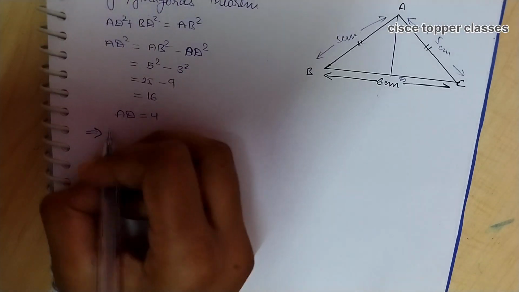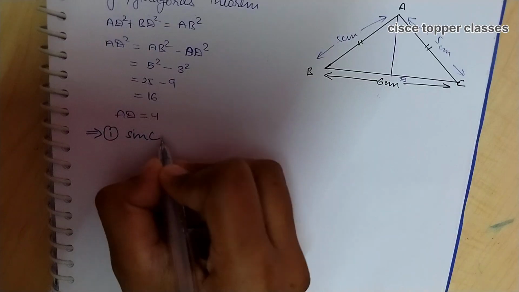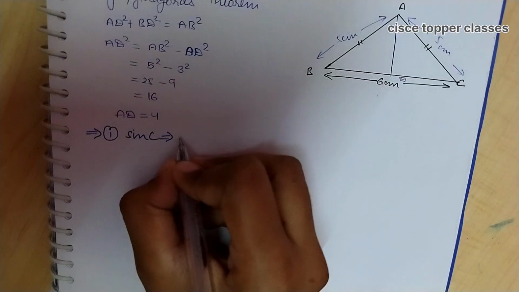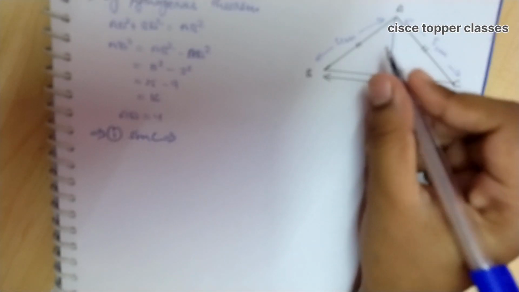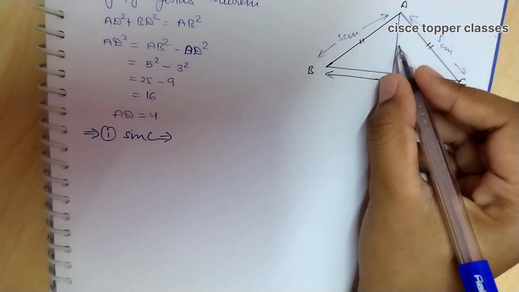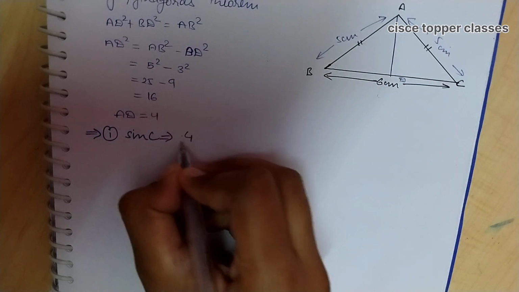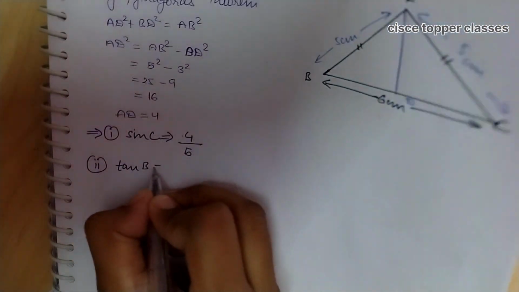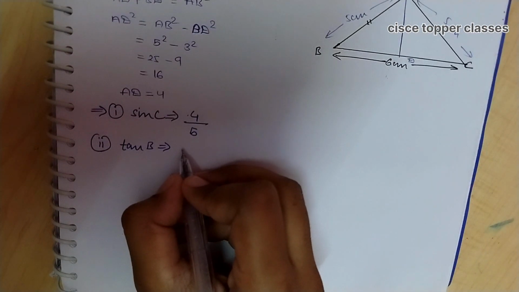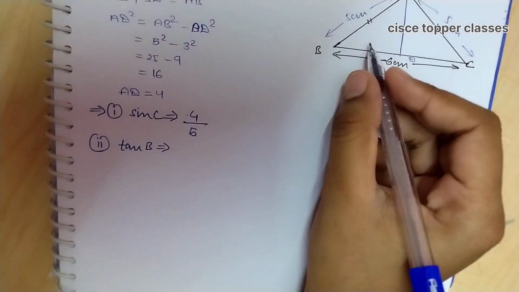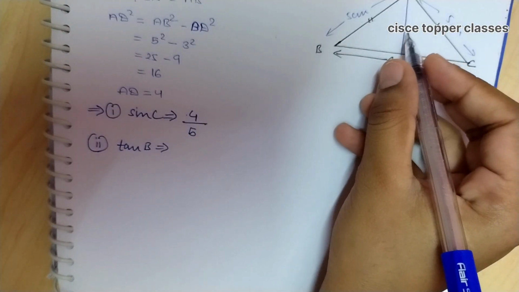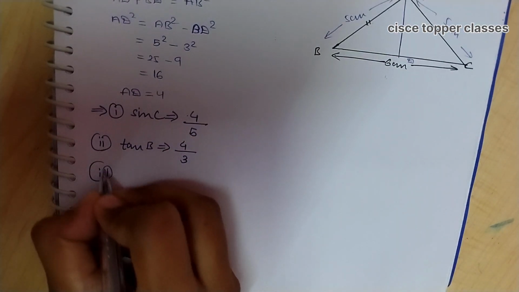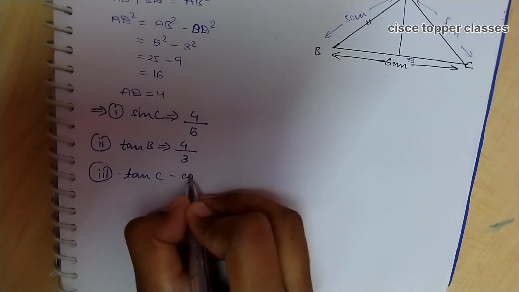Now we have to find the first part, sin C. If we take the triangle ACD or ABD, we can write sin C as the height by hypotenuse. Height is 4, so 4 by 5 is the value of the first part. Now the second part asked is tan B. So tan B will be perpendicular upon base. Perpendicular in this question, if we take this angle, will be 4 and base will be 3.